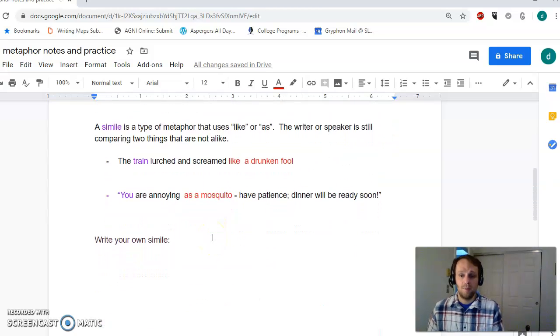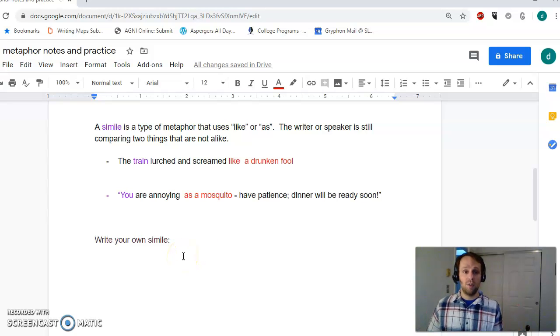A simile is another type of metaphor that does use like or as. It's still a comparison of two things that are not alike. The only difference with a simile is that the comparison seems a little bit more direct to us. So rather than defining one thing as another thing, as metaphors often do, a simile is just going to be right out front with it. This thing is like this other thing. This thing behaves as this other thing behaves.